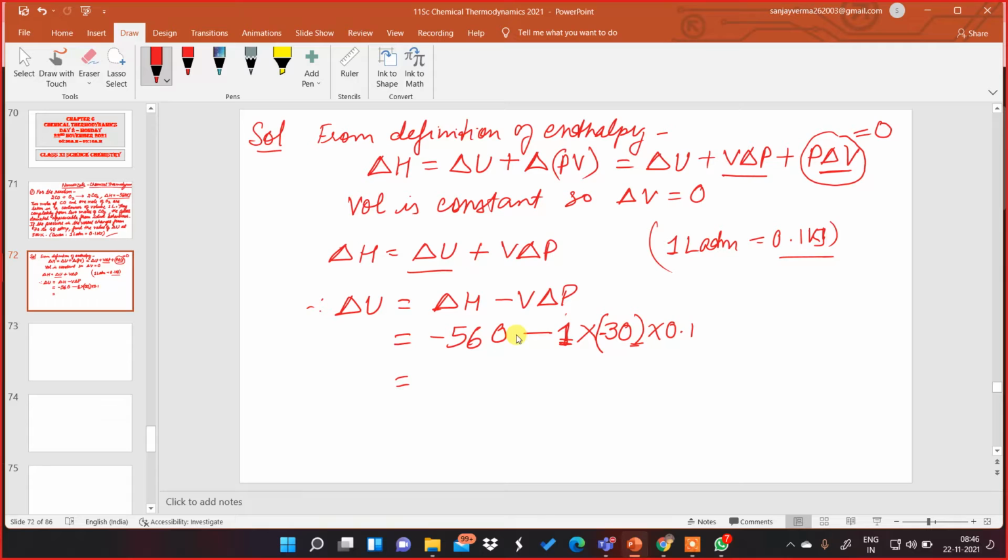If you further simplify, you will get the answer as minus 557 kilojoule. Because the simplification is minus 560, this minus becomes plus, and 30 into 0.1 is 3 only. So minus 560 plus 3 will become minus 557 kilojoules, which is the change in internal energy asked in the question. This is also called magnitude or absolute value.